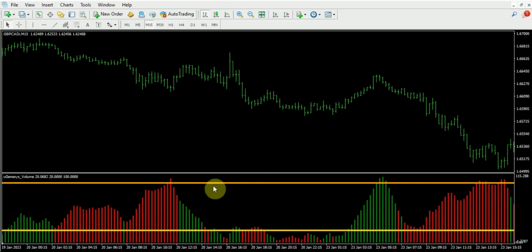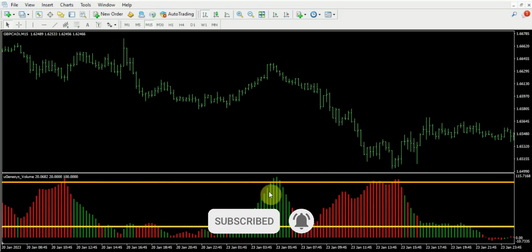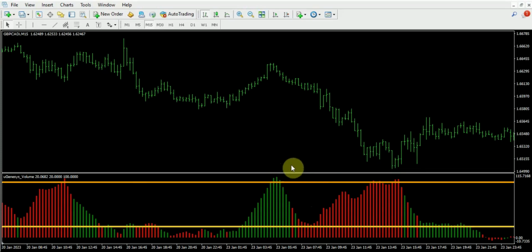Also, if you look up here, you can see we have an orange line, and this represents the maximum volume in the market. When you see the bars approaching this line or crossing this line, then we know that we have a very strong trend at this time. But it could also mean that the trend might be coming to an end and may reverse soon. So you want to look out for that.